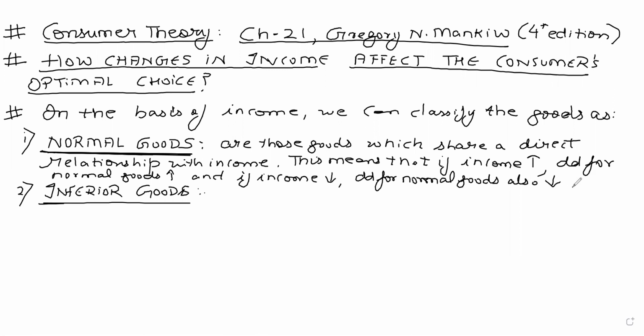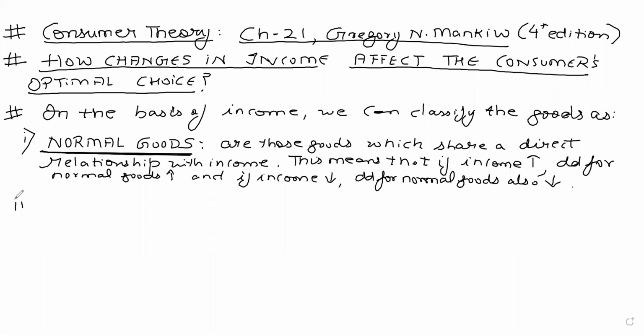Normal goods can be AC, TV, refrigerators. Again, which good is a normal good and which good is an inferior good varies from person to person. You can't say particularly which good is normal and which is inferior. It varies from consumer to consumer. I hope students have understood the definition of normal goods.